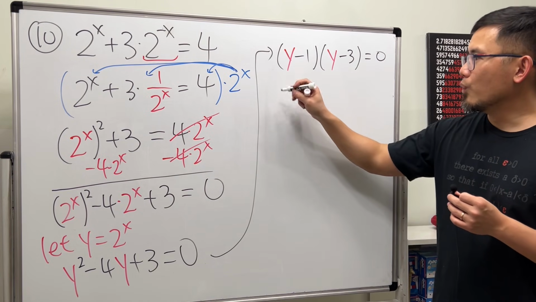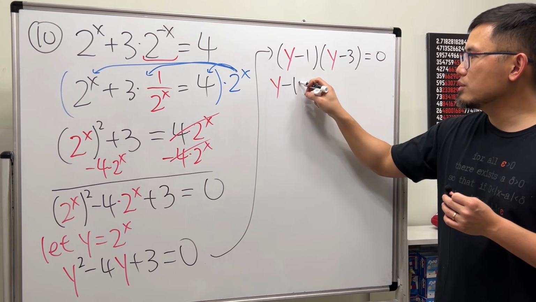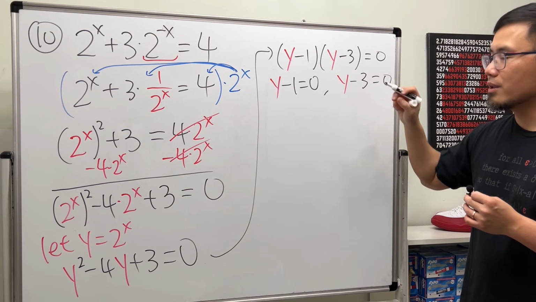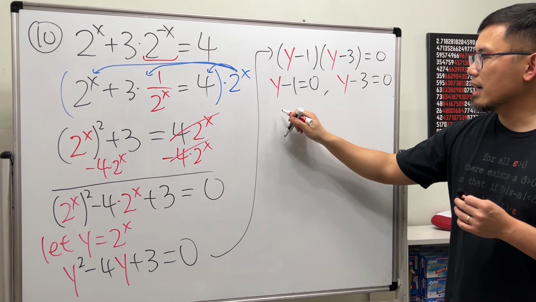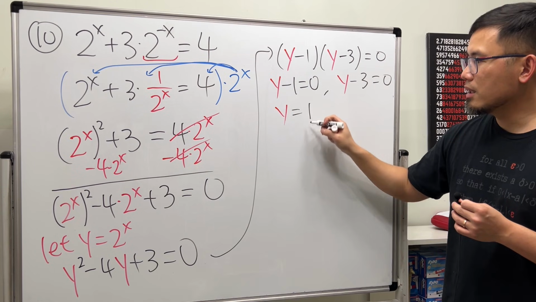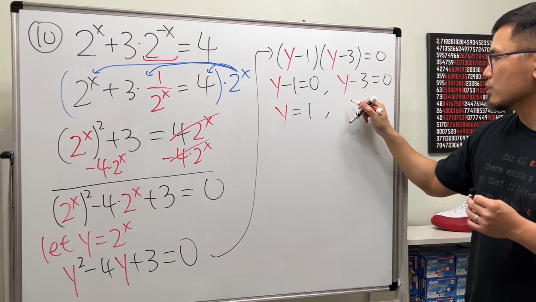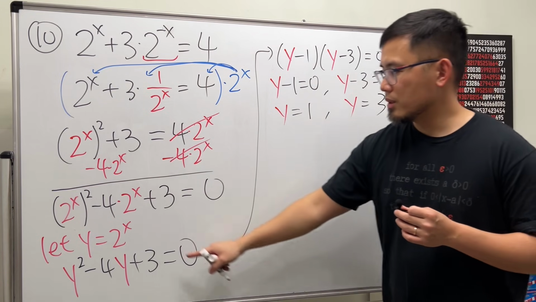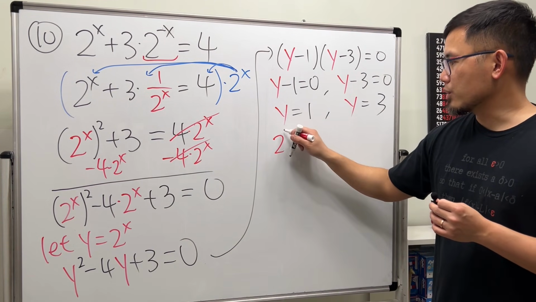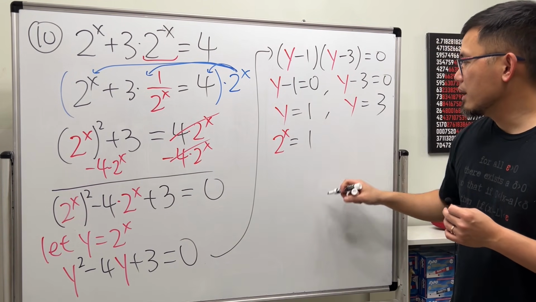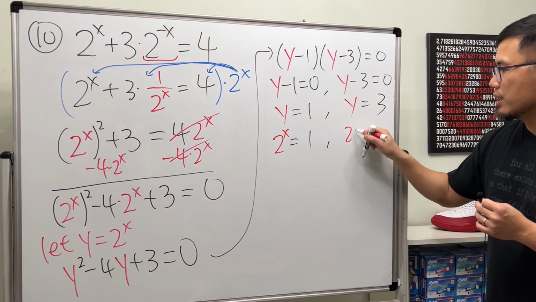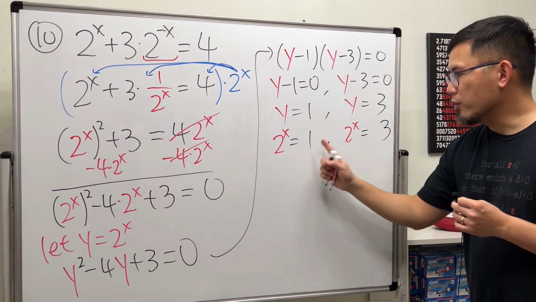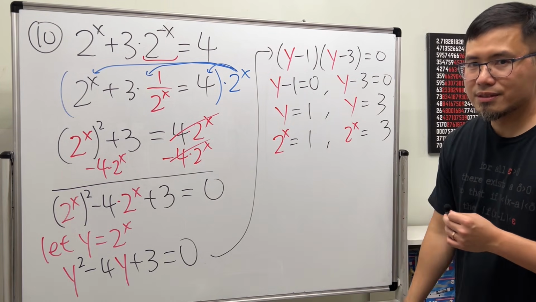So that means y minus 1 should be 0, and the other one, y minus 3, should be 0. Move the 1 to the other side, y is equal to 1, and the other one is y is equal to 3. But y is what? 2 to the x. So 2 to the x is equal to 1, and the other one is 2 to the x is equal to 3. Notice both of them are positive, so we have answers.